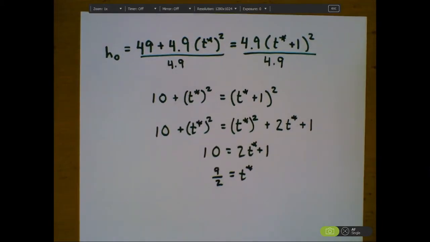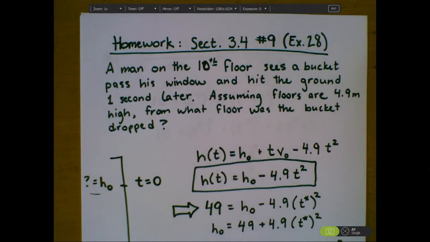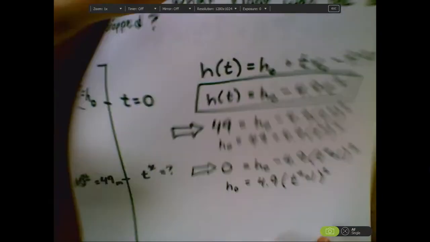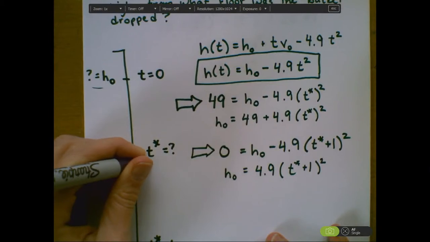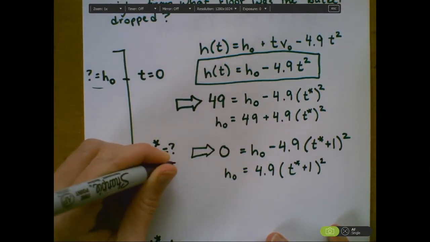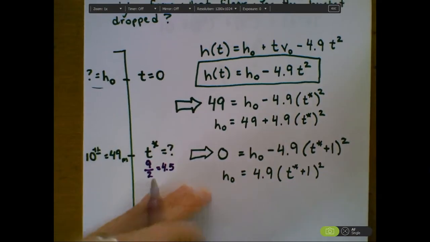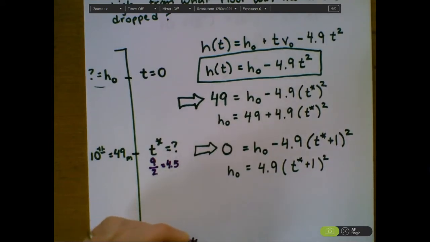Great. Let's go back to our picture and label what we found. I'll use purple to write this in. So we just found that our t star value is going to be equal to 9 halves, which is equal to 4.5. That means our time down at the bottom was 1 second later, so our time down here is equal to 4.5 plus 1, which is equal to 5.5.